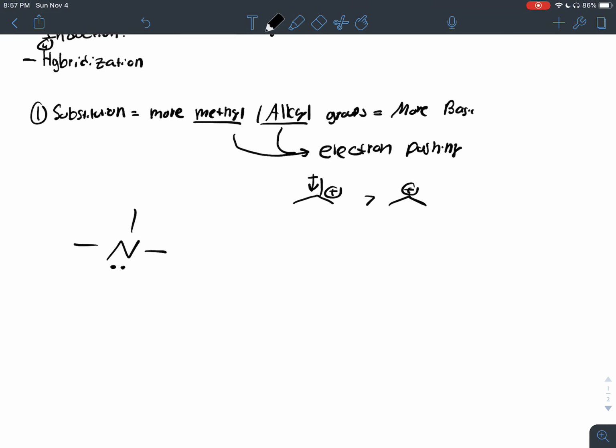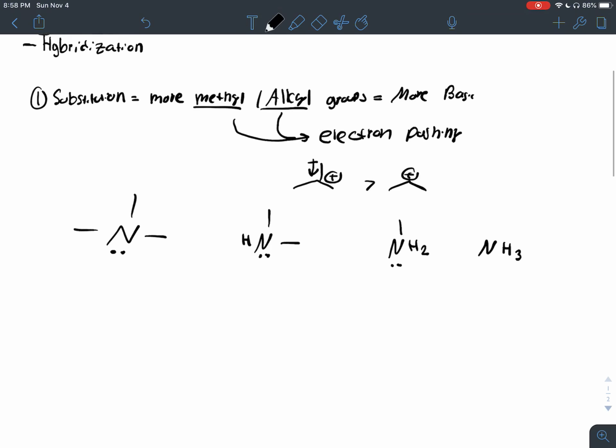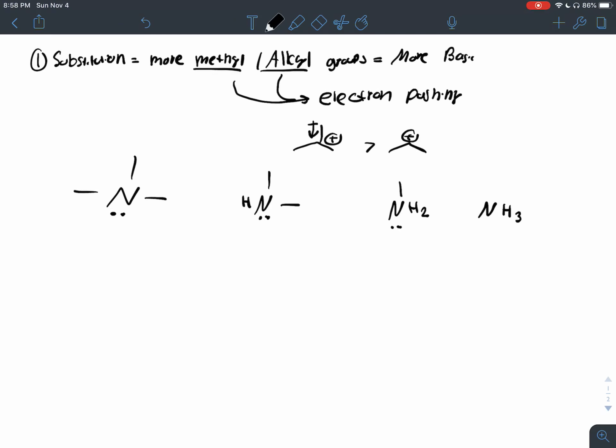So remember, in basicity, the lone pairs are the ones that are being influenced. Here, we're trying to make the lone pairs as electron-rich as possible, and that will give us a good base. So pause the video and rank these amines in order of basicity, with 1 being the greatest base.